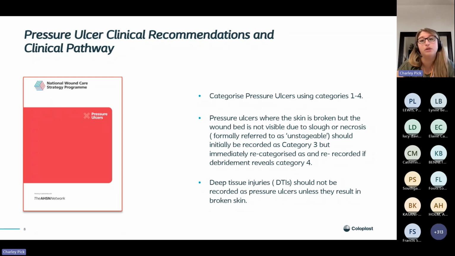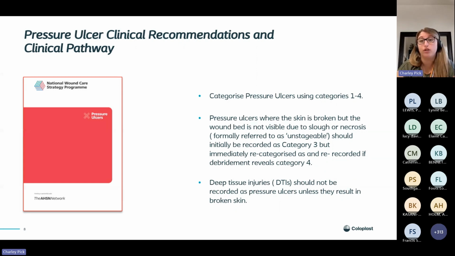Unstageable now will sit under a category 3 until the devitalized tissue, so the slough or the necrosis that is in that wound, is removed, and then you can recategorize it if you are able to see structures underneath such as bone, tendon, etc. Then that would then become a category 4.